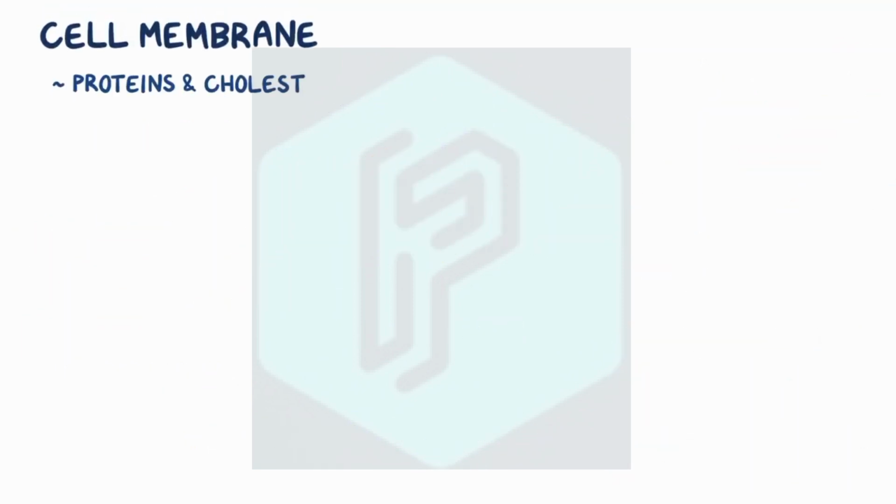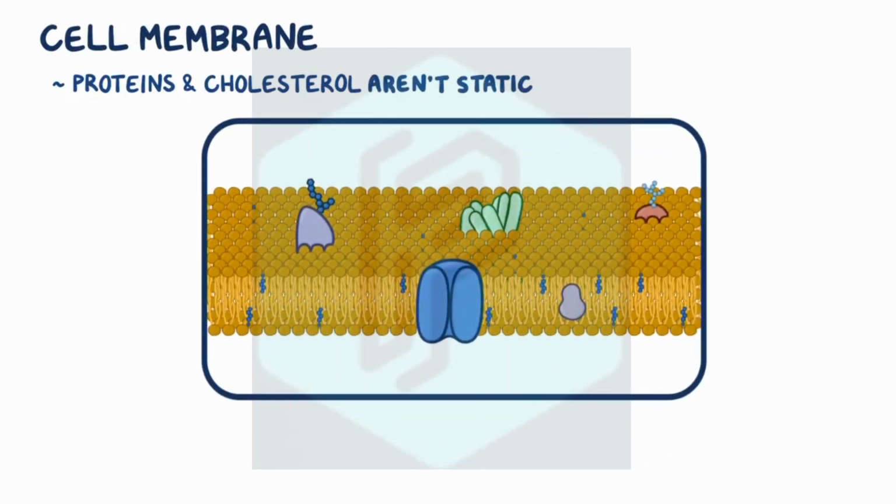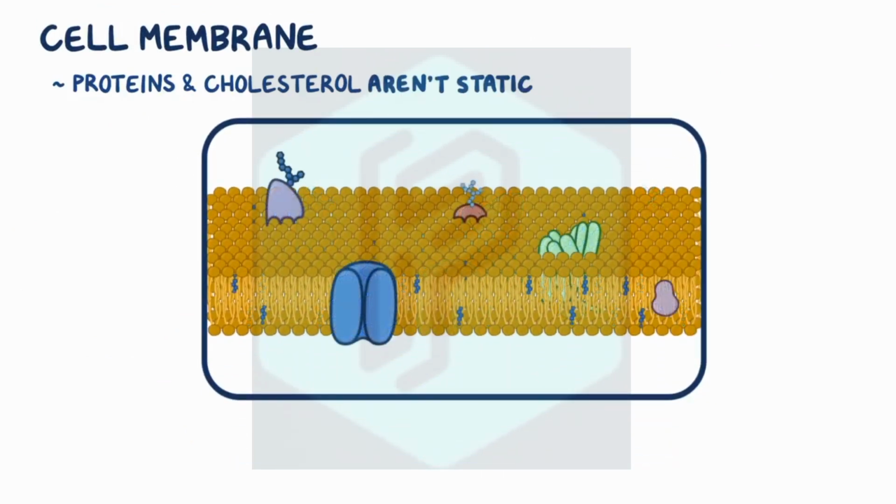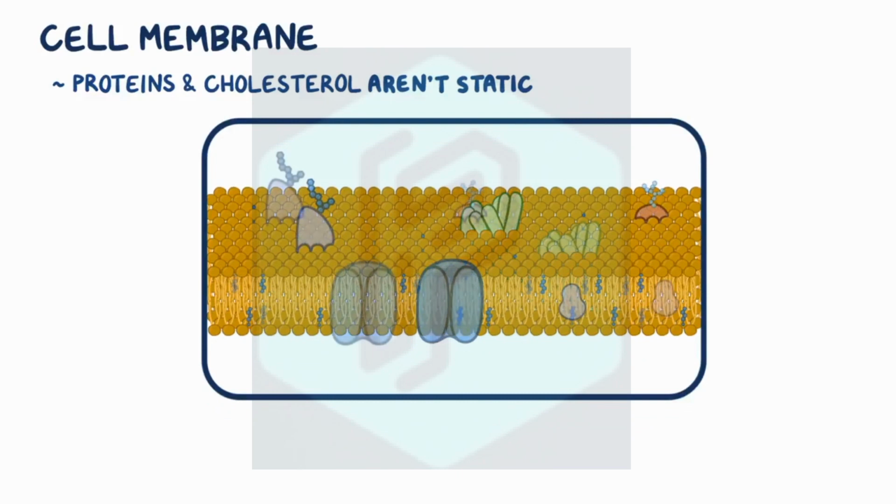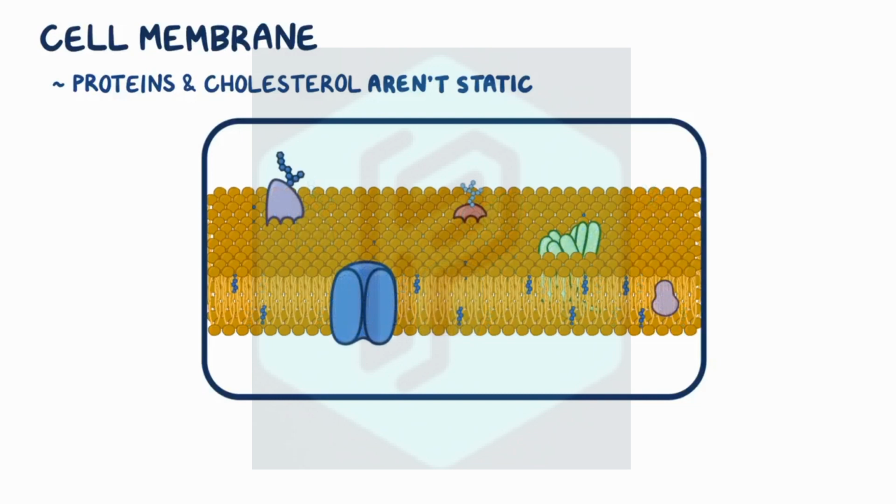Now, the proteins and cholesterol within the bilayer aren't static, but they float horizontally through the phospholipids. In fact, if you look at a cell membrane from above, it looks a bit like a mosaic with parts that can move around. So that's why the cell membrane is sometimes referred to as the fluid mosaic model.